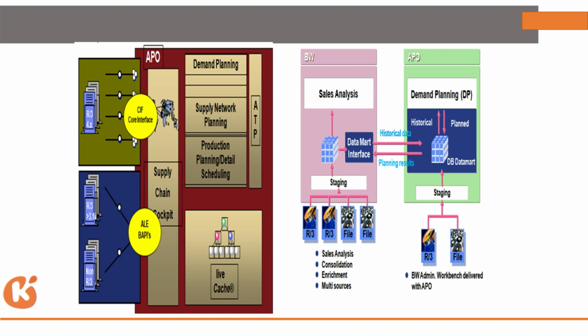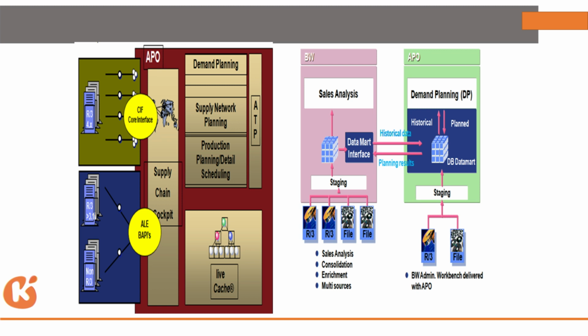So in APO, we have a BW system. Using this BW system, we can take sales orders from the SAP R3 system to APO BW. From APO BW, we can take this as an input in the demand planning. Here we can generate a statistical forecast.